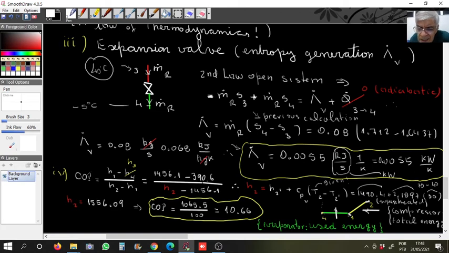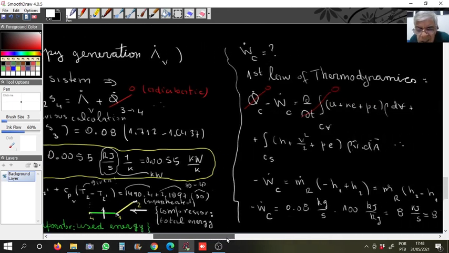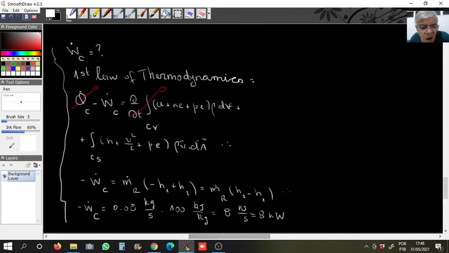What I did here, which I wasn't asked, but I did later, after that, is calculate the work. I just put it on the other side because I finished here. Now, calculate the work of the compressor. I use the first law of thermodynamics. Attention now, you have to pay attention. What is the first law? Look, the first law for the closed system.